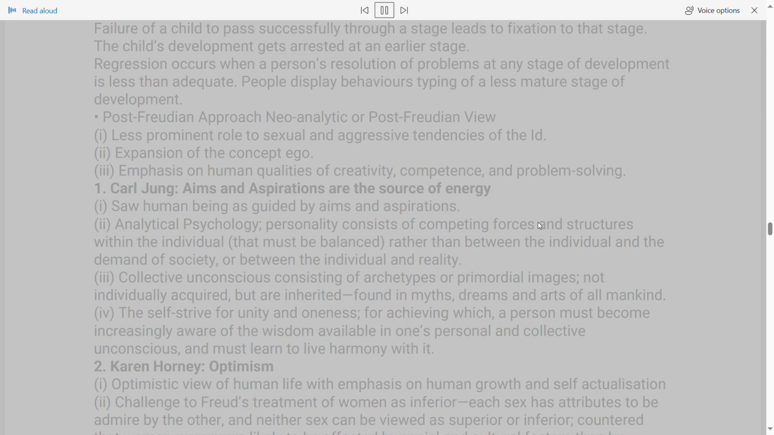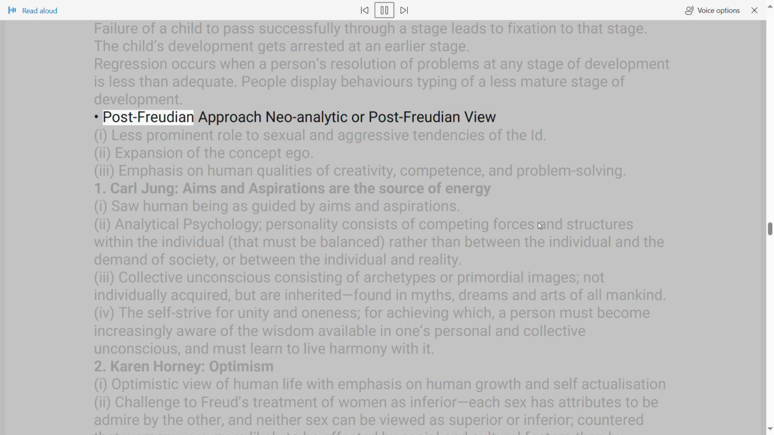Failure of a child to pass successfully through a stage leads to fixation at that stage. The child's development gets arrested at an earlier stage. Regression occurs when a person's resolution of problems at any stage of development is less than adequate. People display behaviors typical of a less mature stage of development.